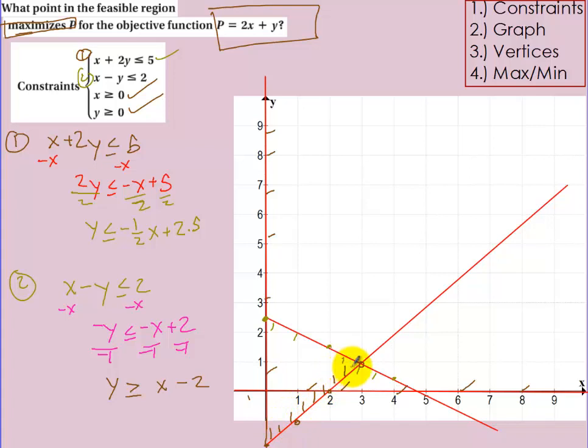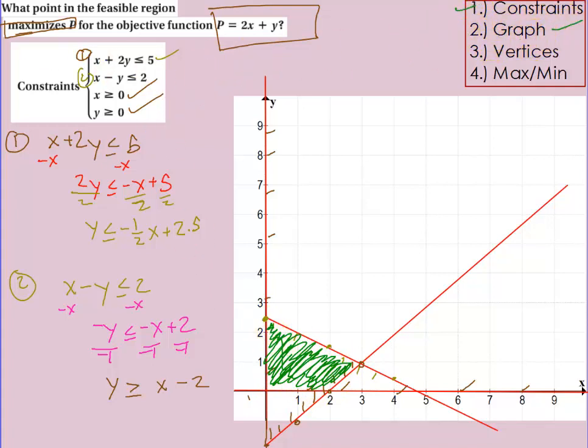Okay, so look, I can see my final shape. My final shape, between all those lines, is going to be roughly this shape right here. This shape right here is our feasible region. Now, so I graphed it. I found my constraints because I got them listed.